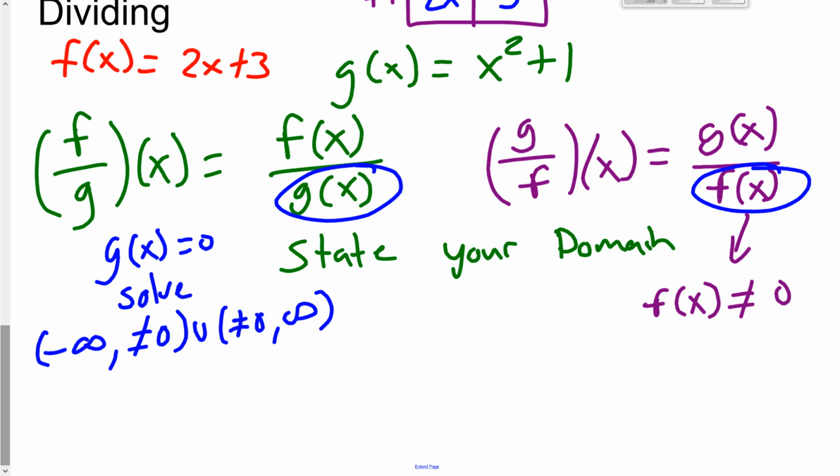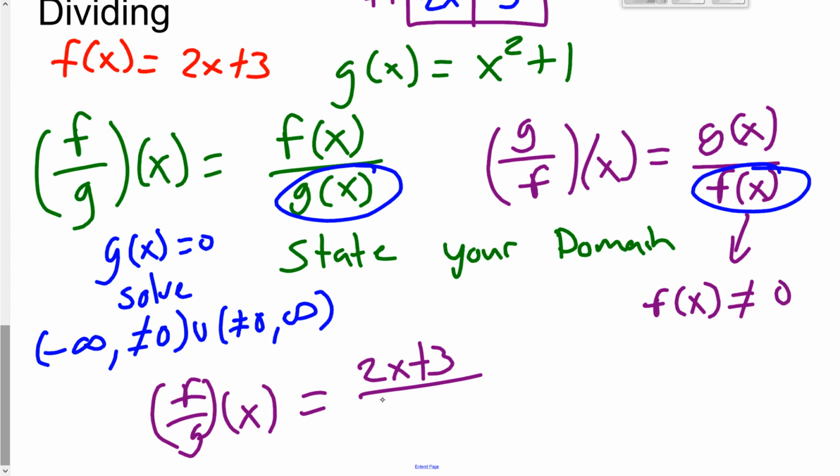Okay, so let's go ahead and do this one. Let's do f of g of x. So that's taking f, the function of f, putting it on top, and dividing that by g, because g's on bottom.